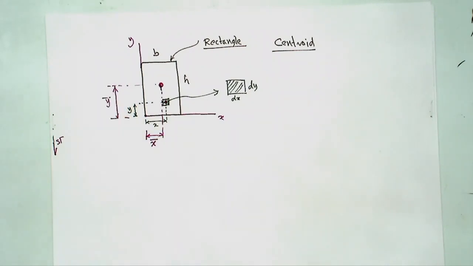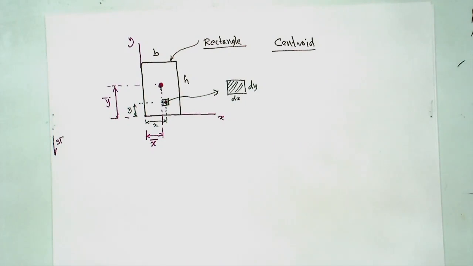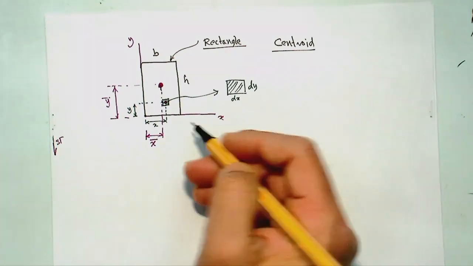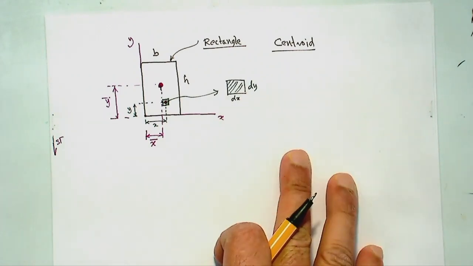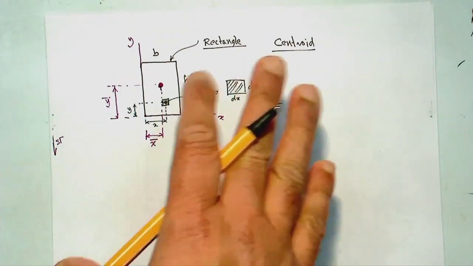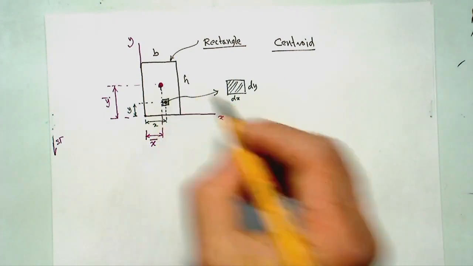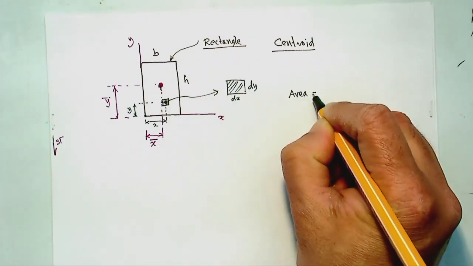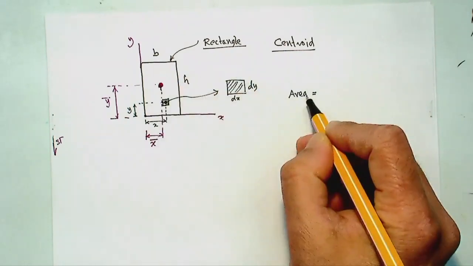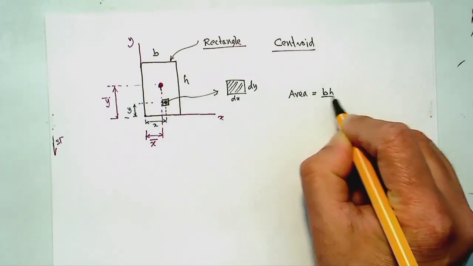So that's the distance for the whole centroid for this rectangle. Let's say that's my main aim, I want to find out. So this first moment of area gives me, if I calculate this location of centroid, how does it give? If I know the area of this cross section, the total area for this big cross section is B times H.